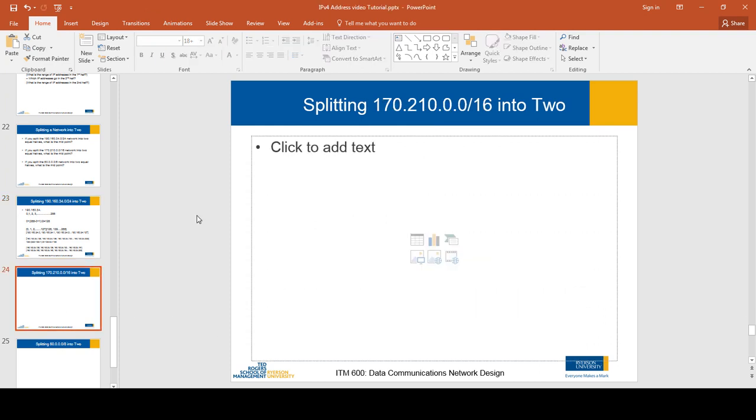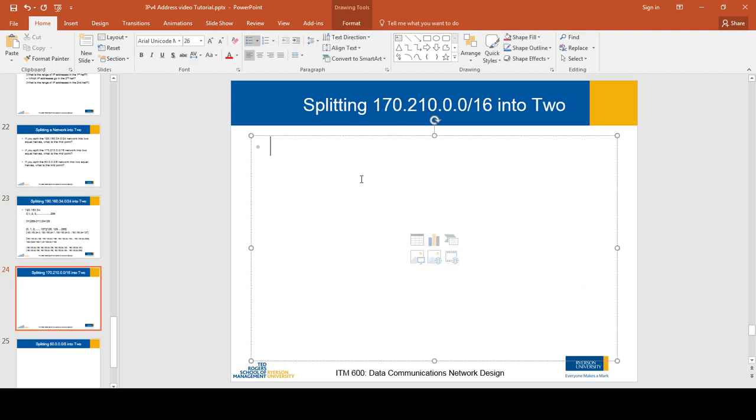Now let's take this class B example. The network is 170.210.0.0, and this is /16. That means we have 16 network bits, or the first two octets are network bits and the last two octets are host bits. So the list of IP addresses in any network would be all possible combinations in the host bits.